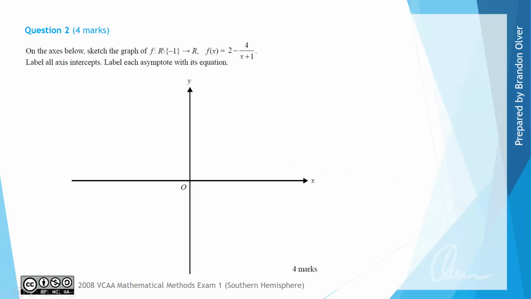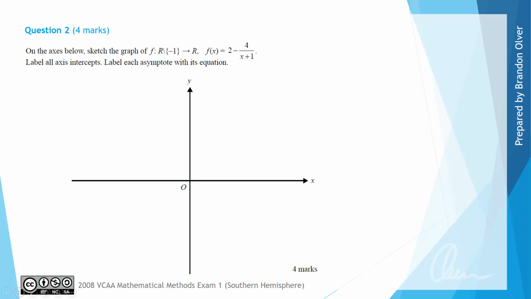On the set of axes below, sketch the graph of f with the domain of the real number system excluding -1, where the rule f of x equals 2 minus 4 divided by x plus 1. Label all axis intercepts and label each asymptote with its equation.